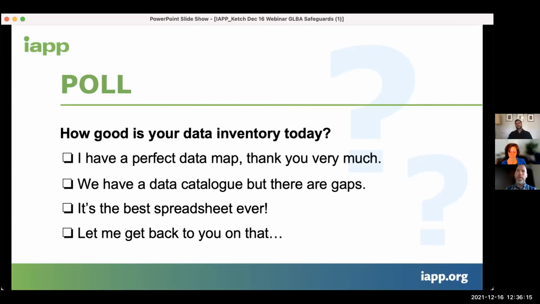You may note, by the way, systems inventory, data map, data catalog. We consider these to be synonyms, and we don't mean to imply any meaningful difference among all these phrases. The industry has not coalesced on a way of speaking about these things. So results are coming in. No one has a perfect data map, JJ.